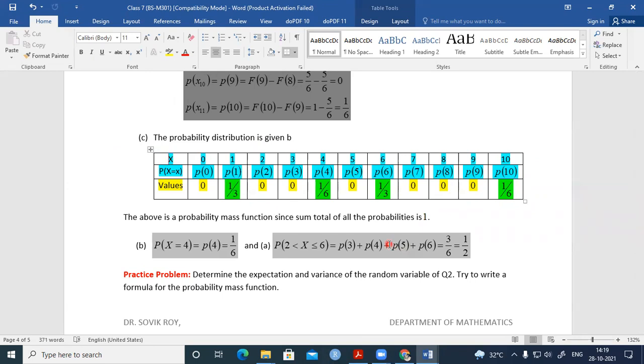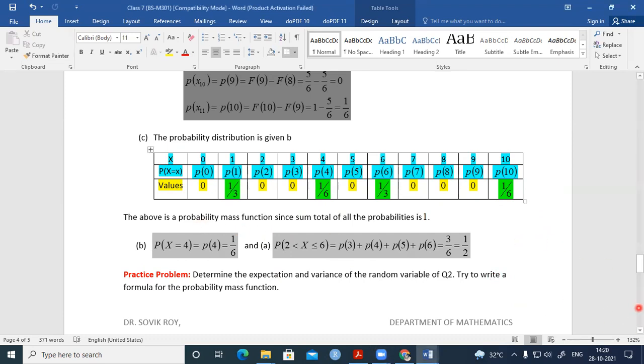Now it is just a matter of seconds for you to calculate the individual probabilities. When we are talking about the probability of x equal to 4, that means we are interested in P4, which is directly from the table, it is 1/6. And when we are talking about the probability that x lies between 2 and 6, x must be greater than 2 but less than or equal to 6. So we start counting from 3, because the discrete points between 2 and 6, including 6 and excluding 2, are 3, 4, 5, and 6. We picked all these probabilities from the table and the probability is equal to half.